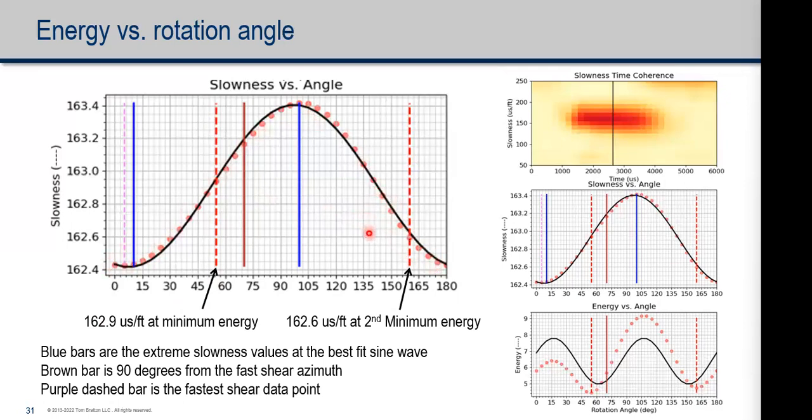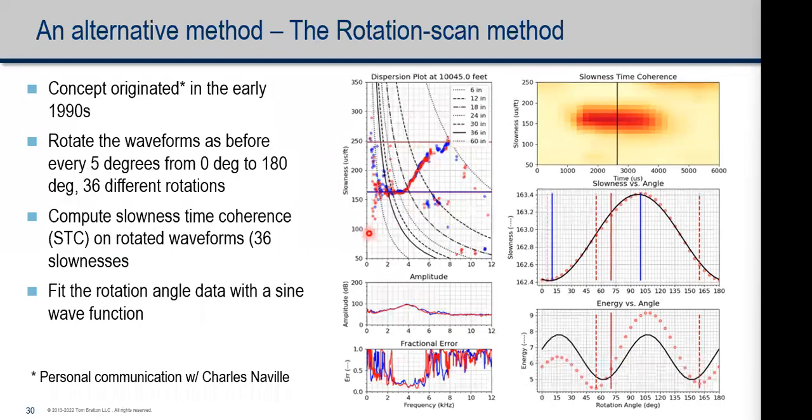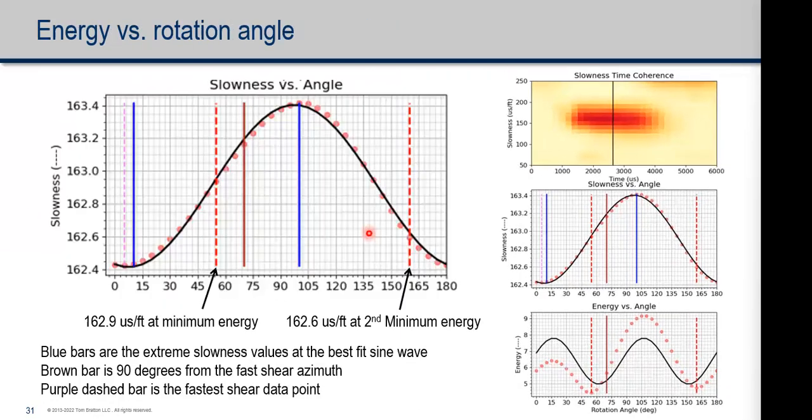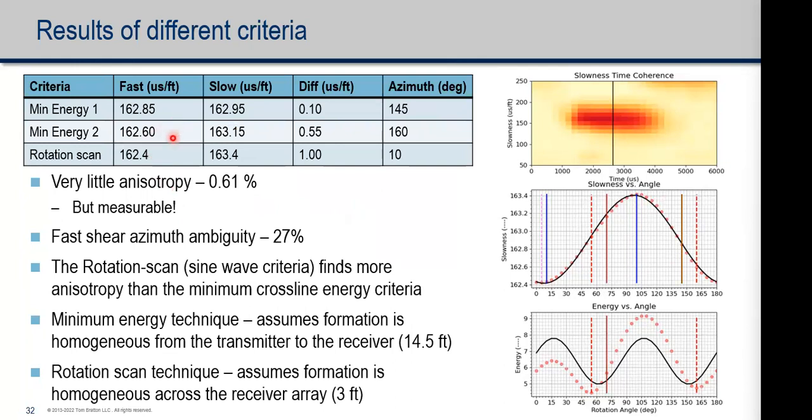So you look at what's going on, and what you find is, even though in this example there's very little anisotropy, there's only 0.6%, for one, it's measurable, and there's this ambiguity in the fast shear azimuth. The rotation scan finds more anisotropy than the minimum cross-line energy criteria. This is what we find in general.